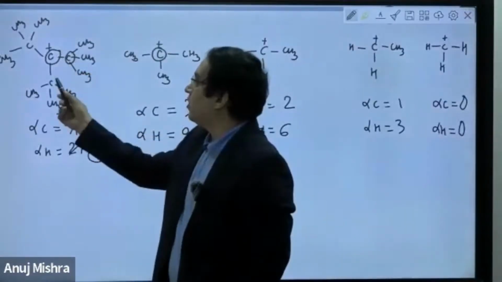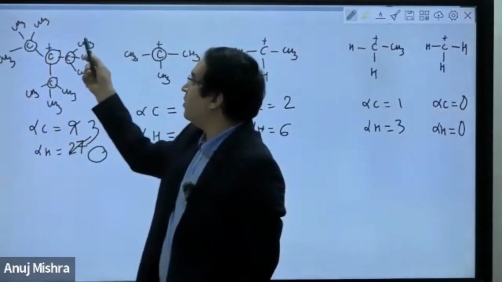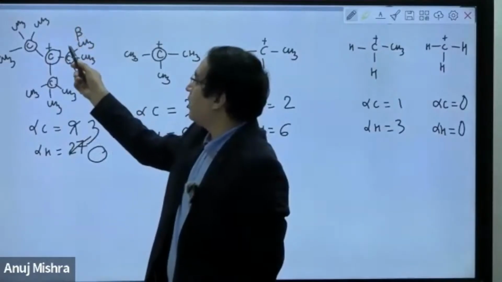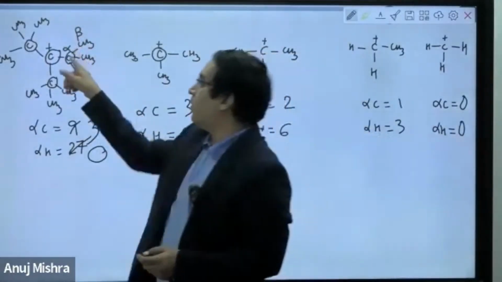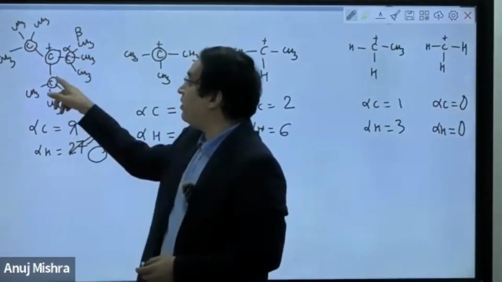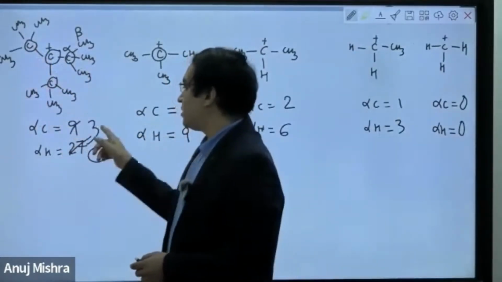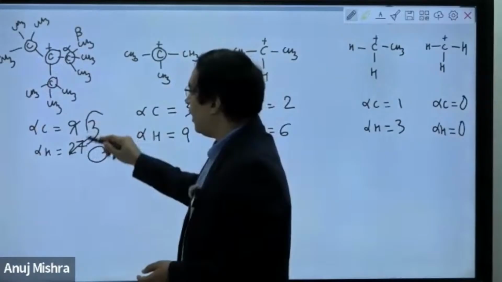With respect to this plus charge, we have 1, 2, and 3 carbons. Don't count this carbon. This is beta carbon. This one is alpha, and the beta ones are gone. Is it clear? And there is no hydrogen because I have replaced all the hydrogen by CH3. So this is correct. 3 and 0 is correct. I hope this question is fine.